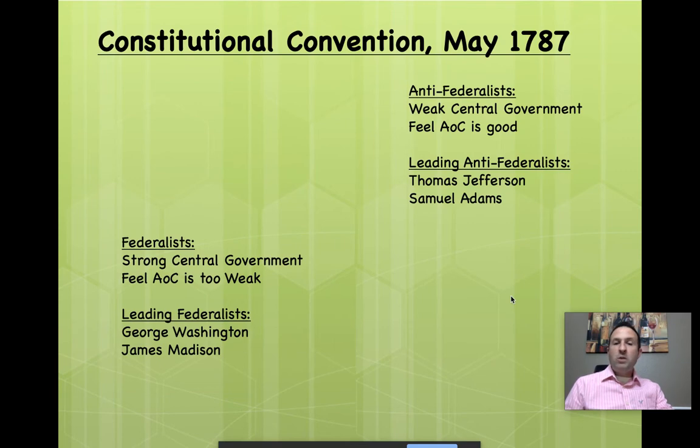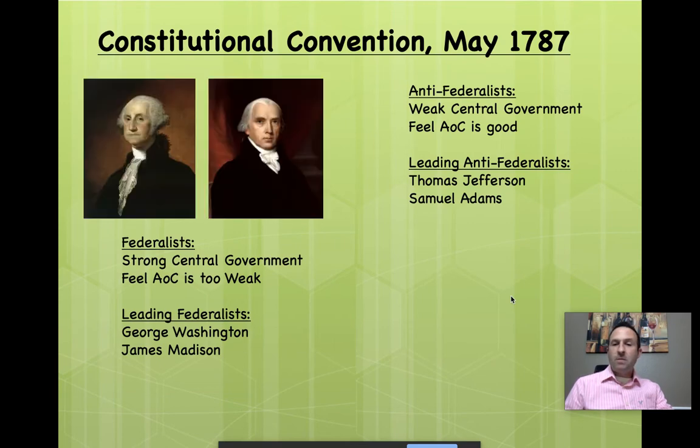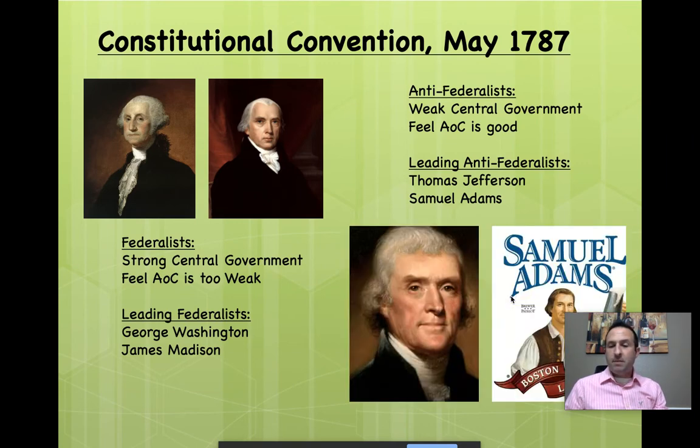And they'll be opposed by Anti-Federalists, who feel that they want a weak central government. They feel that the Articles government is good, maybe a few tweaks, but it's good. And of course, your leading Anti-Federalists include famous people like Thomas Jefferson and a future alcoholic beverage, Samuel Adams.